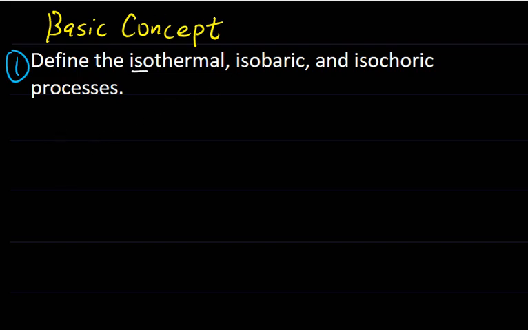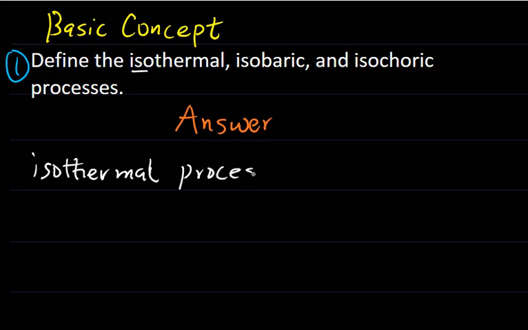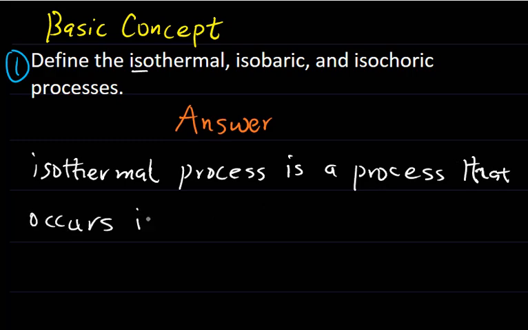So, answer. An isothermal process is a process that occurs at constant temperature. So that process occurs at constant temperature, so it's called an isothermal process.